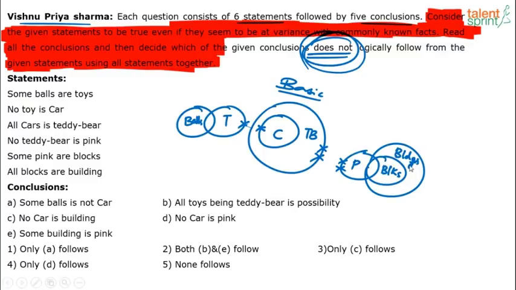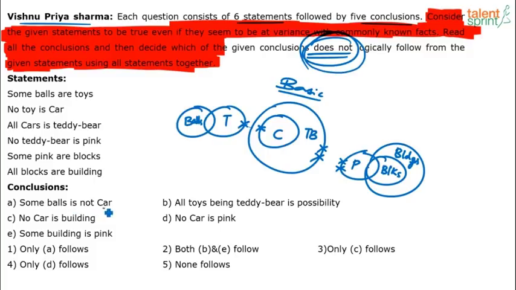Now look at the conclusions. Some balls is not car. True or false? True. As per the basic diagram, it is true. But the question that arises is, will it always be true? Remember, a conclusion is definitely true if and only if it follows not only the basic diagram but all the possible diagrams. So if a conclusion has cleared the basic diagram, it does not mean that it is true. You have to think of the possible diagrams as well.